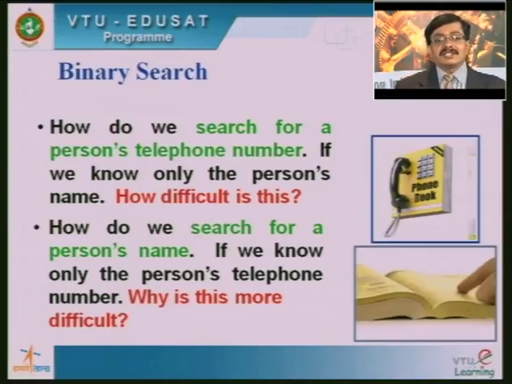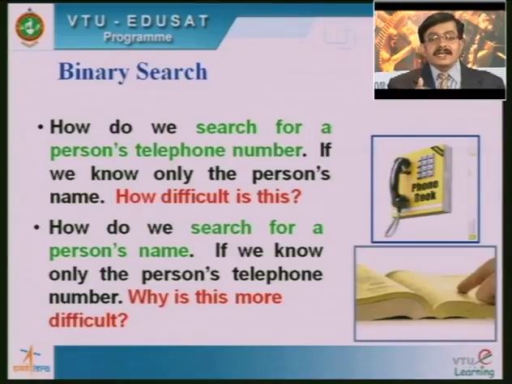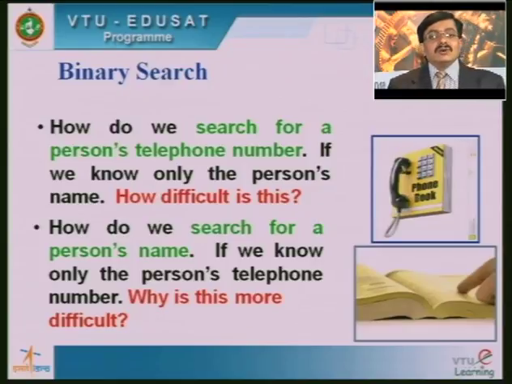Now, look at the second situation. How do we search for a person's name if we know only the person's telephone number? Whose number is that? In telephone books the arrangement is alphabetical, not based on the telephone numbers. It is not sorted as per the telephone number. So we don't know which particular telephone number belongs to which person, and we have only the telephone number. This is most important: we have to search for a person's name in this scenario.